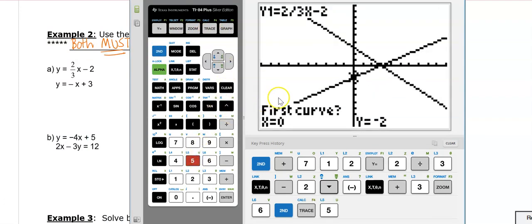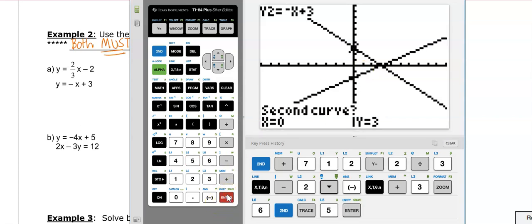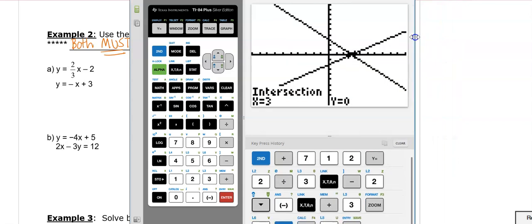5. And then it says this is the first line, first curve. You hit enter for yes. This is the second line you want to trace, enter for yes. And you want it to guess the intersection point? Well, yeah, because usually the calculator can do a little bit better job than I can. So you hit enter 3 times and you get your intersection point of 3, 0. Of 3, 0. And that would be your point of intersection.